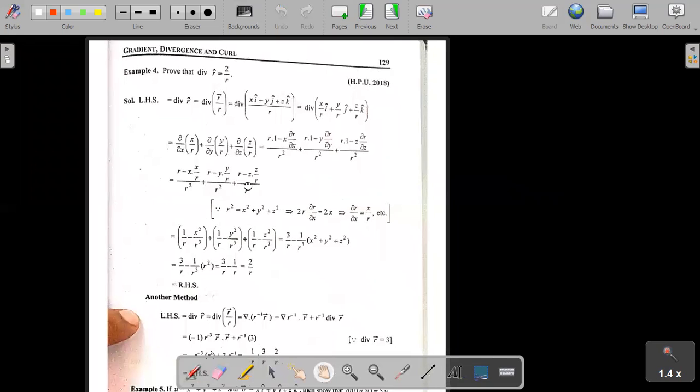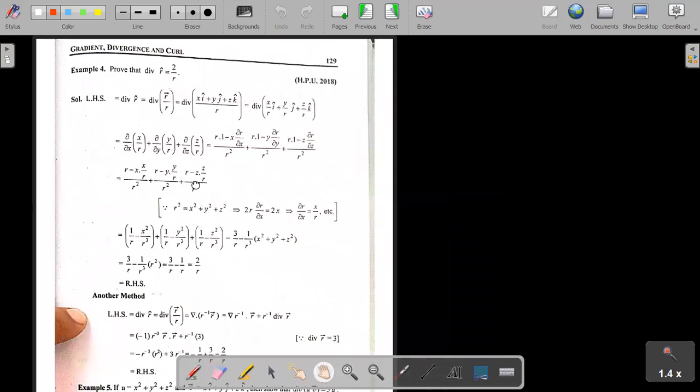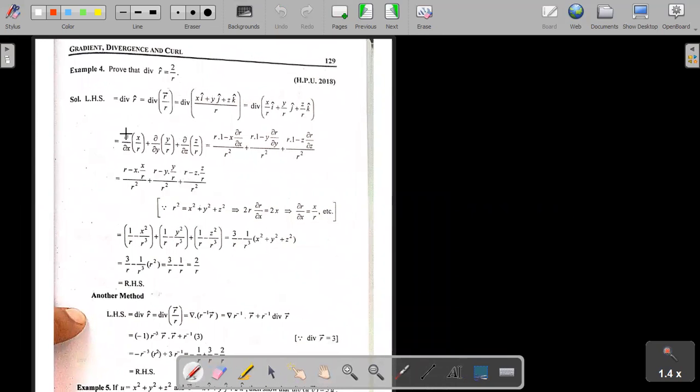Now next question is: prove that the divergence of vector r̂ is equal to 2 by r. So you see, we know divergence is nothing but del dot my vector, del dot r. Now here it is not the r vector, this is r cap. So r cap we can write as r vector over r. But is it fine? Yes, ma'am. Right?